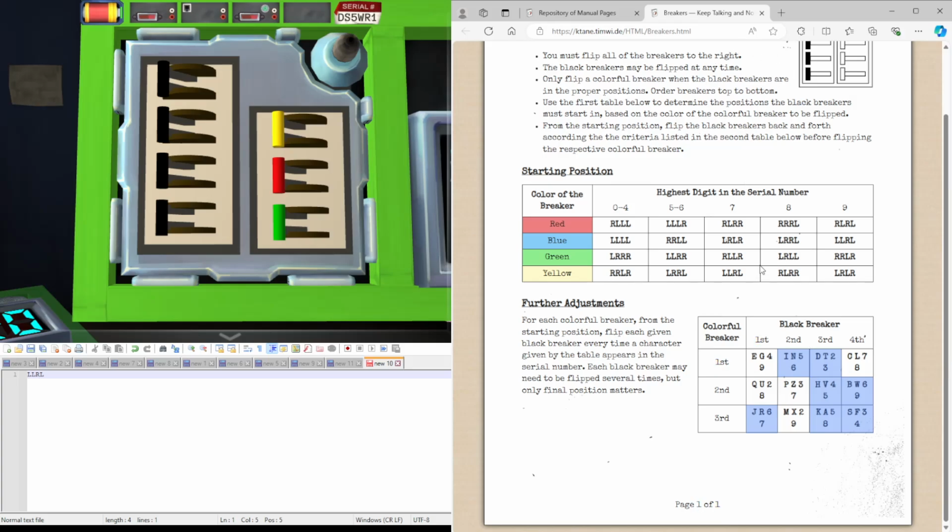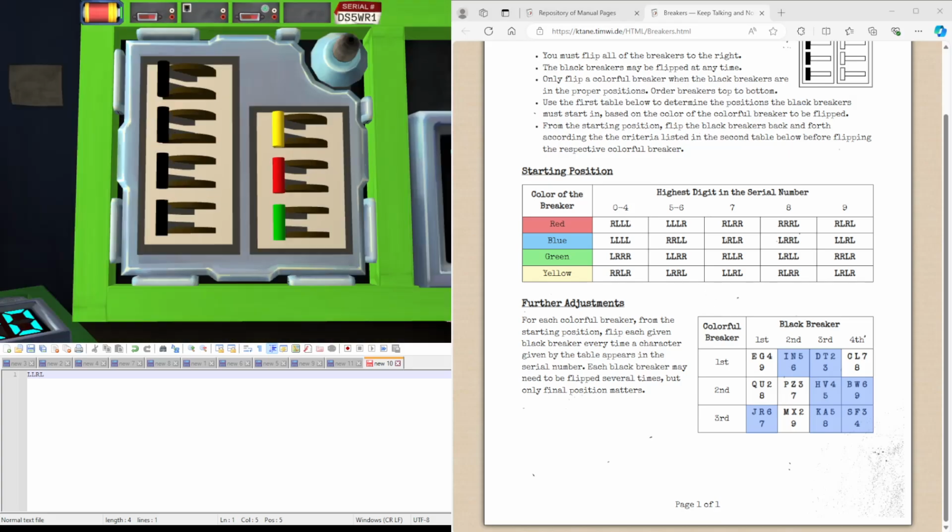So we actually got an interesting case where we didn't have doubled up ones, but say we had a 6 as well. We had a 5 and a 6. The 5 would flip this one, and then the 6 would unflip it again. And then if we also had an N, it would flip it again. Which is what it means by each black breaker may be flipped several times, but only the final position matters. Because if you had all 4 of them, that would be 4 flips, which is the same as no flips, but we just know that's how it works.